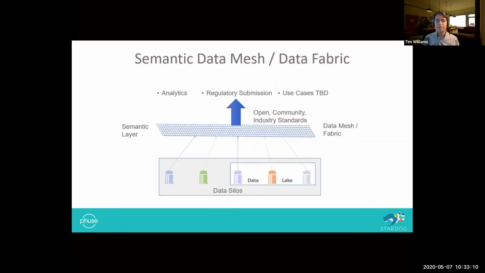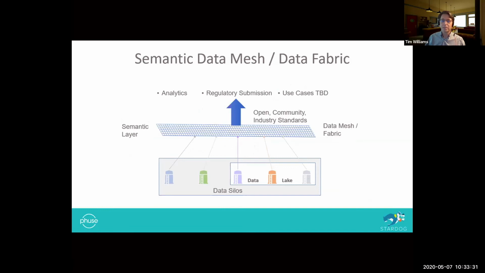As a last topic in future state, I want to mention the concept of data mesh or data fabric, which is gaining traction. This is a way to bring together information from data silos, including data lakes, using a semantic layer. This layer can be a virtual graph that pulls data together at the time it is needed. For example, a specific analysis or a regulatory submission.